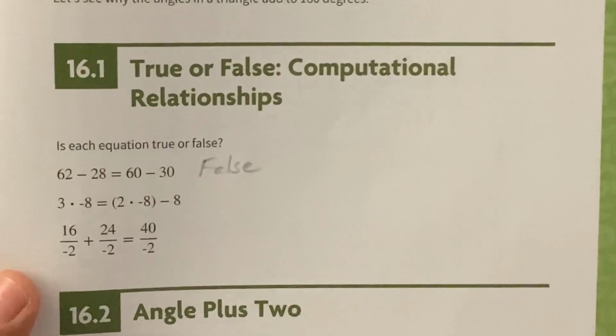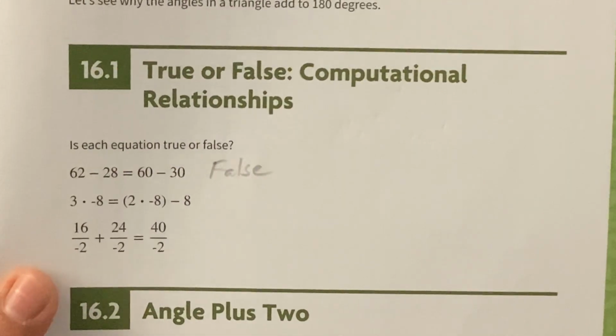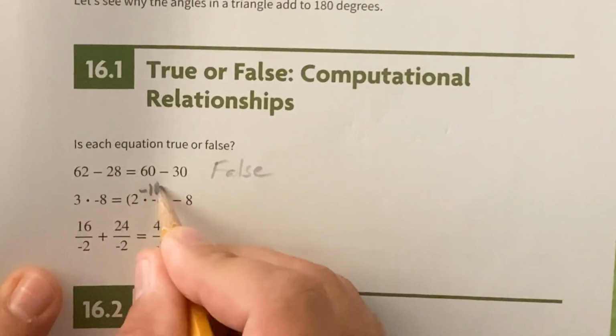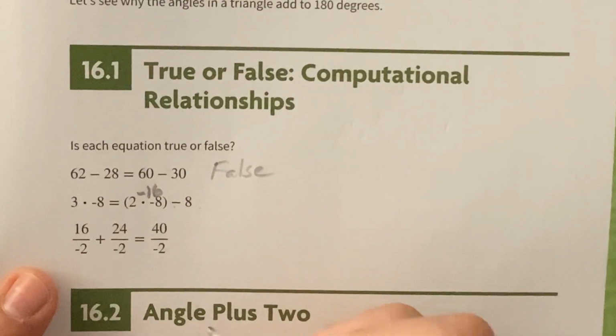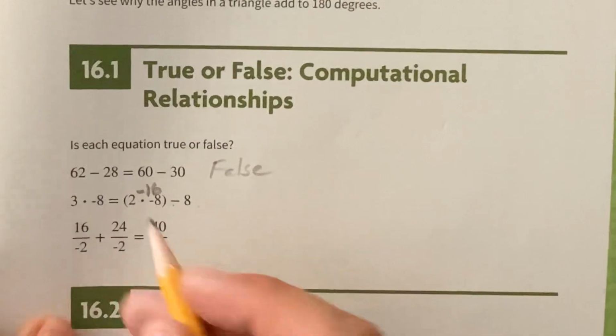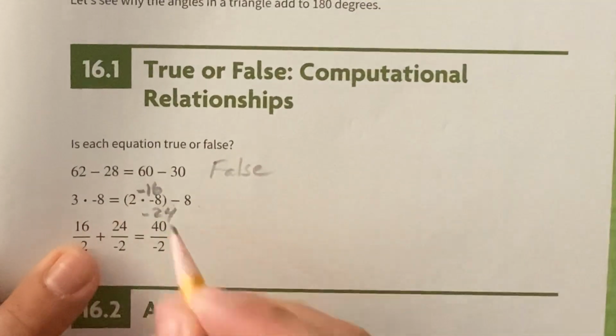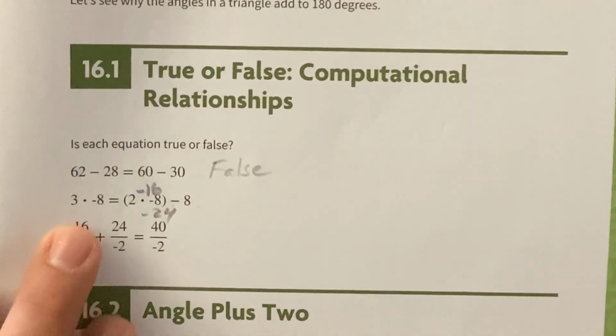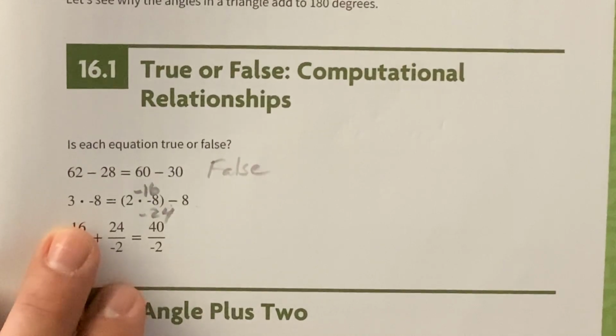Remember, you got to follow order of operations there. On the right side, you got to do parentheses first, so that would be negative 16. Negative 16 minus another 8. So if you borrow 16 bucks from me and you borrow another 8, you now owe me $24. So negative 24. So is 3 times negative 8 negative 24?